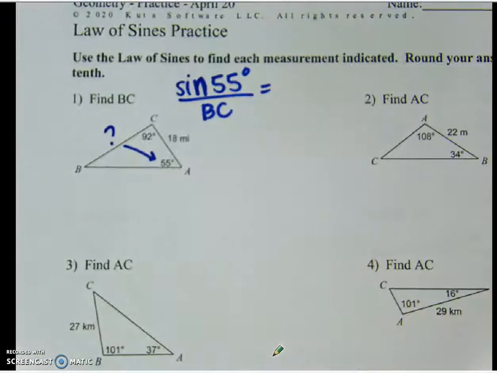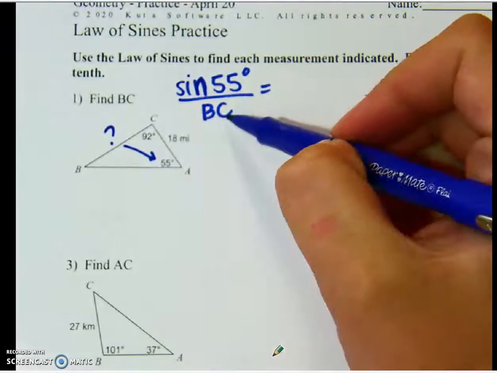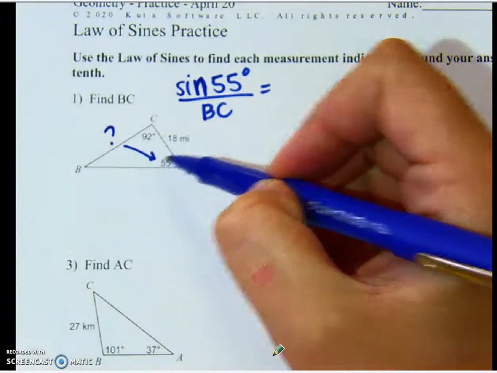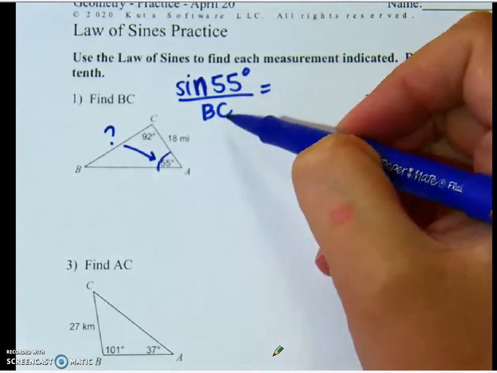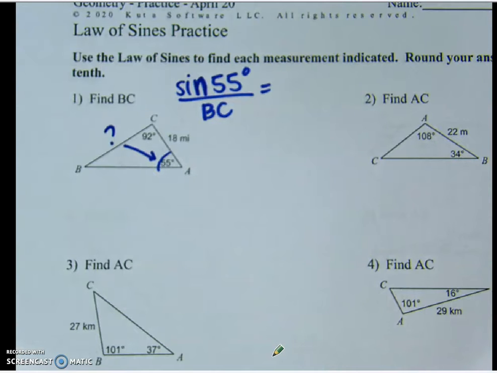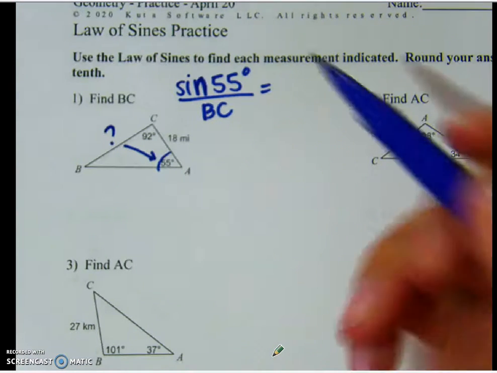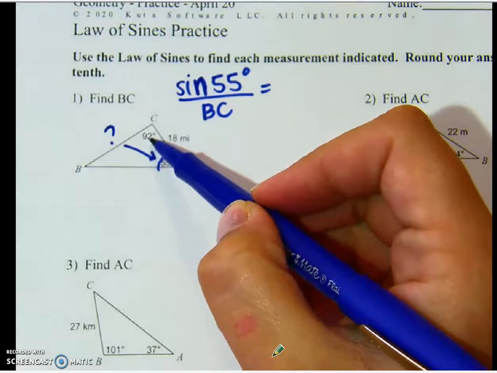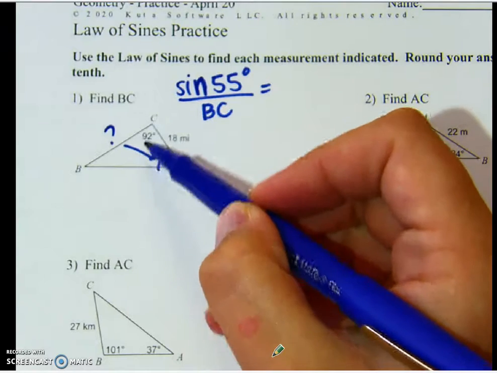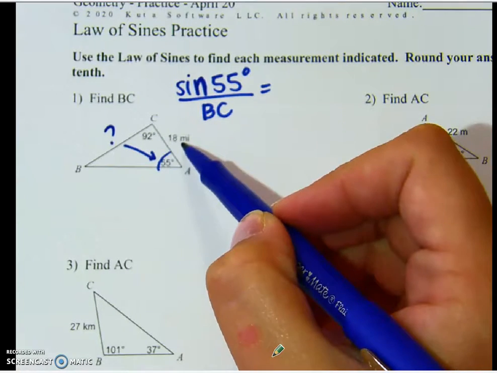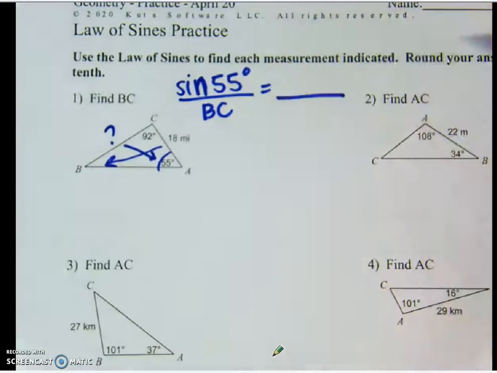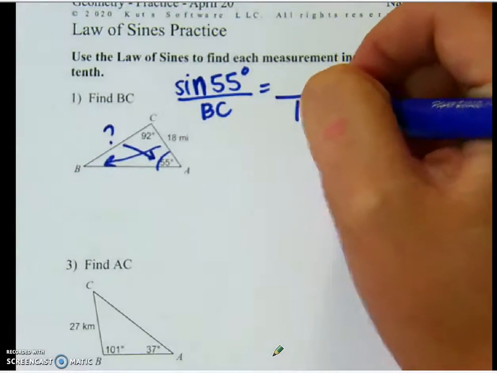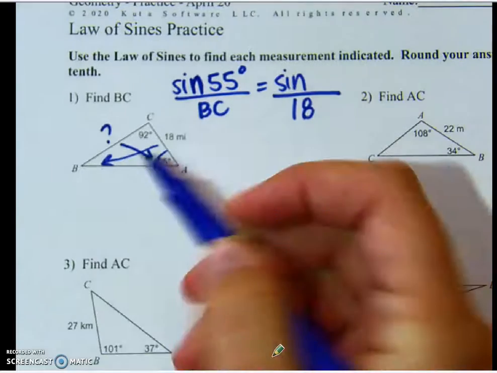So I'm going to start with the side they're asking for, which goes in the bottom, BC, and then across from that is this angle 55. So that's why I put sine 55 over BC. Then we need to put an angle and side pair that we know together. Now, I know this 92 is C, but I don't have a side across. I do know this is 18. I don't know the angle across, but I can find it. So I'm going to go ahead and put 18 in the bottom and then sine to figure out what this angle is.